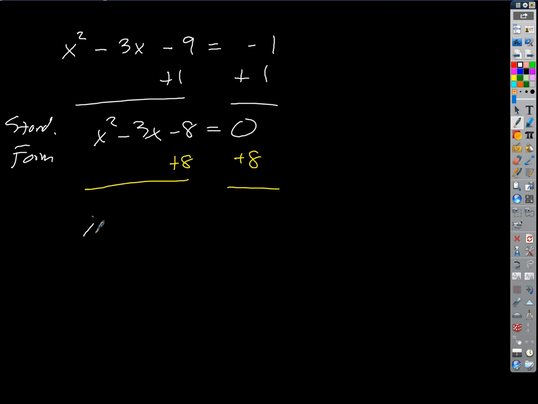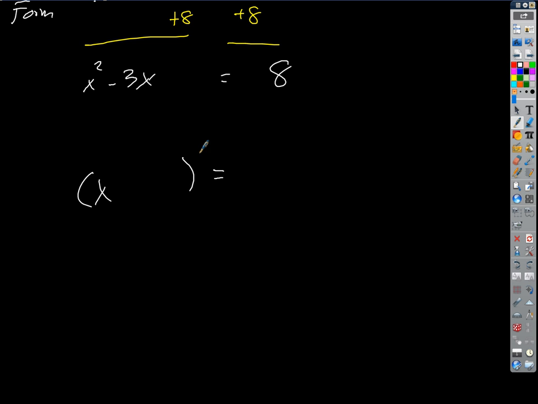And that gives us x squared minus 3x equals 8. Okay? So you can already tell me, when we get down to this line down here, what my perfect square is going to be. What is it?